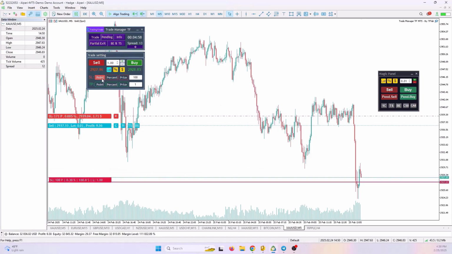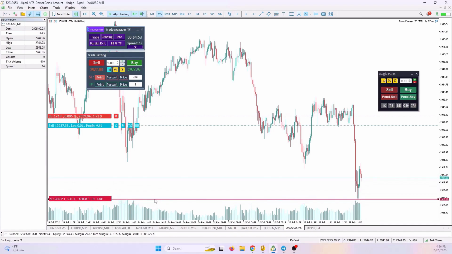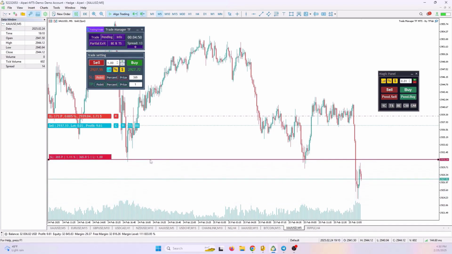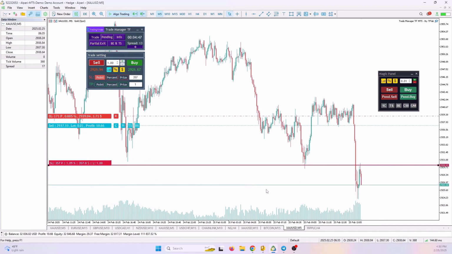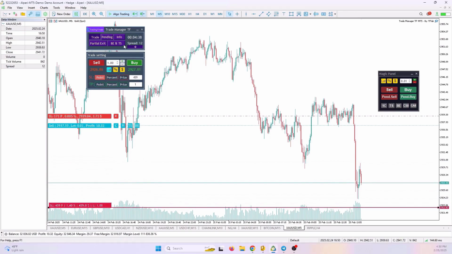In the first part, which is related to the point, by double-clicking on this line, we can determine its value and distance from the entry point. If it is higher than the ask price, it will determine the sell trade for us, and if it is lower than the ask price, it will determine the buy trade.